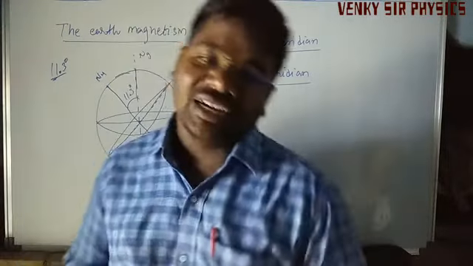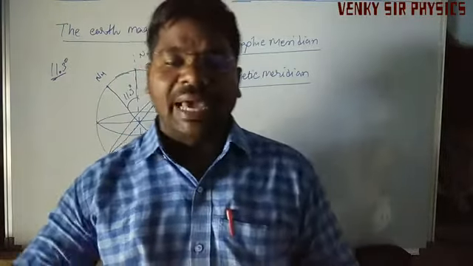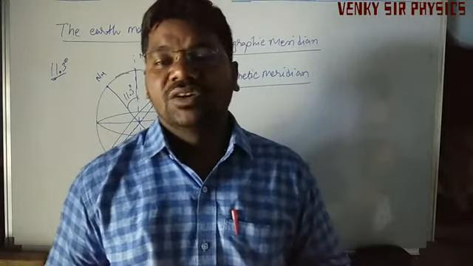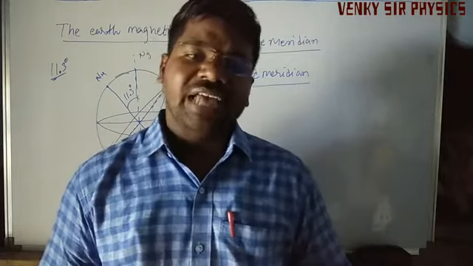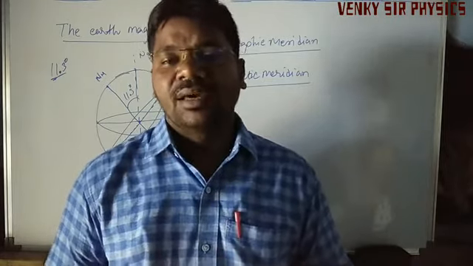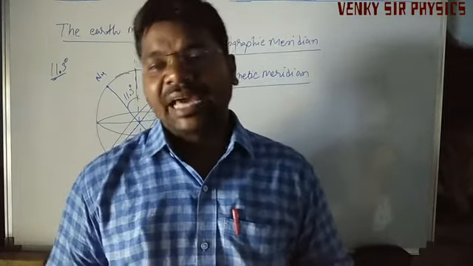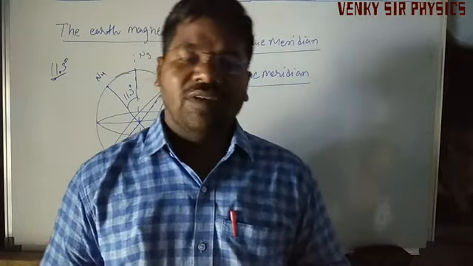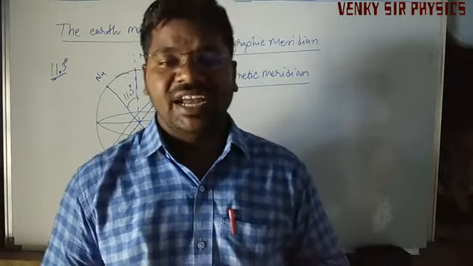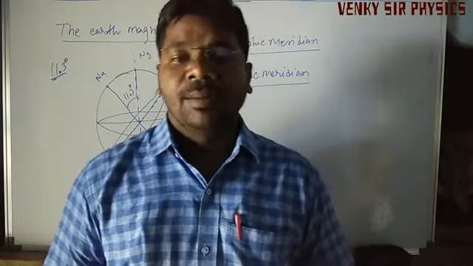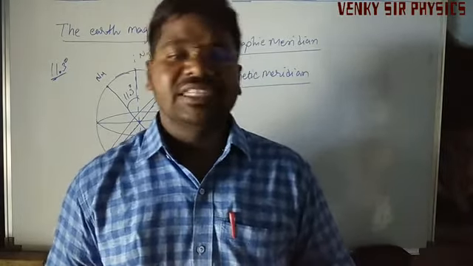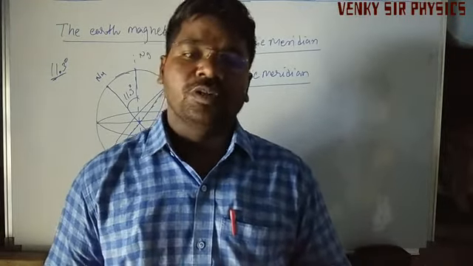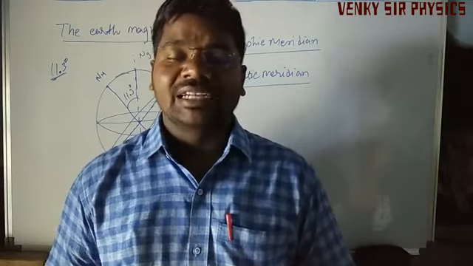Coming to magnetic meridian. Magnetic meridian is defined as the vertical plane which passes through the imaginary line joining the magnetic north and magnetic south poles is called magnetic meridian.